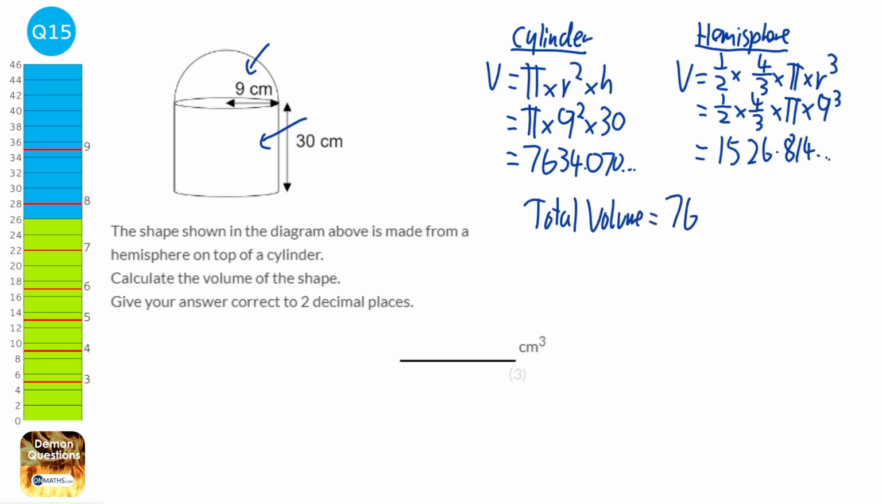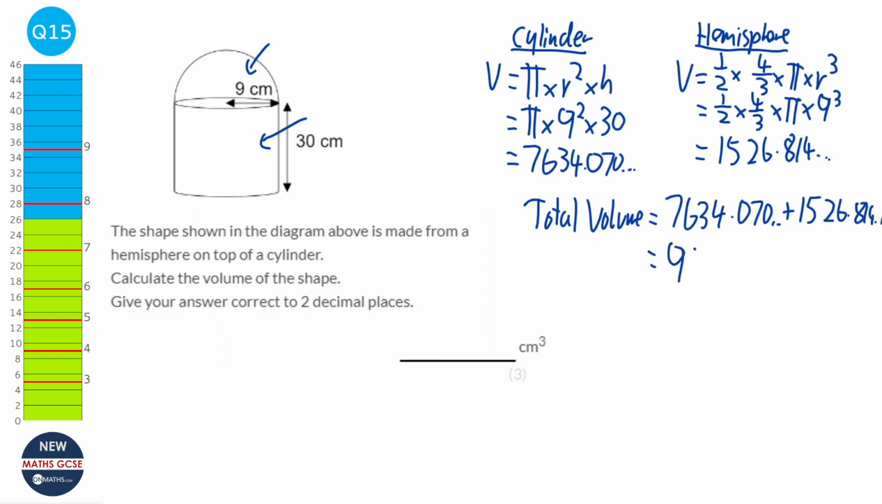And so the total volume is 7634.070 blah blah blah plus the 1526.814 blah blah blah, which equals 9160.884 blah blah blah. It says it wants it to 2 decimal places, so when we round that we get 9160.88.